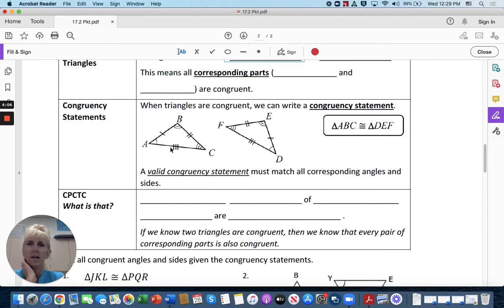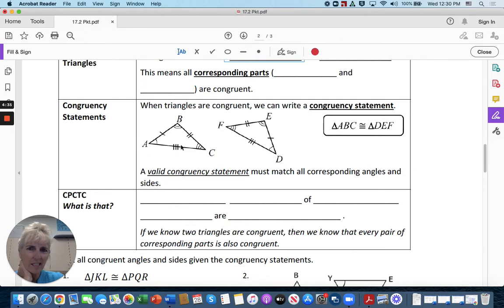Okay. When triangles are congruent, we can write congruency statements. That's to say, we see that triangle ABC is congruent to triangle DEF. So we can see that angle A is congruent to D, angle B is congruent to E, angle C is congruent to F. Since this has one arc, whichever has one arc matches up. If this has one little mark here, this has one little mark, we can say ED is congruent to AB.